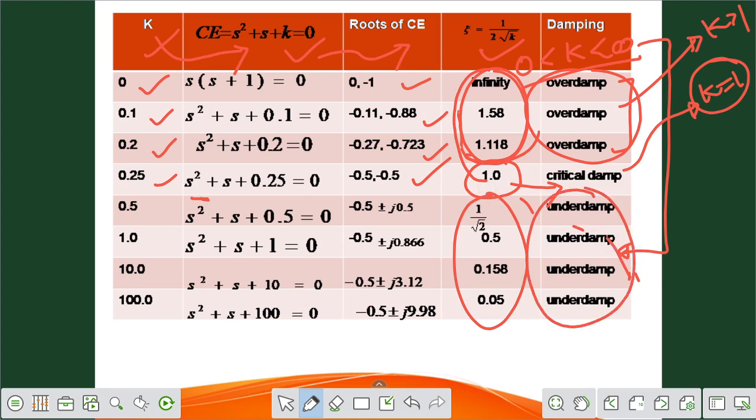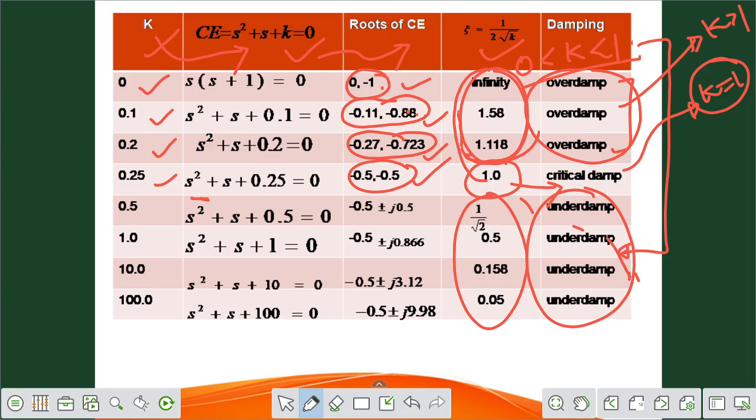So without making any rule, I can draw the picture of the root locus diagram. If I use these roots in my S plane, S is nothing but the complex plane, the sigma plus j omega plane. If I plot these values in the S plane, I can draw the picture of the root locus diagram.